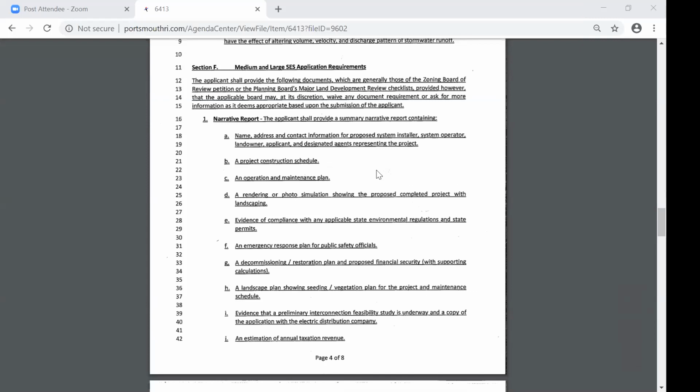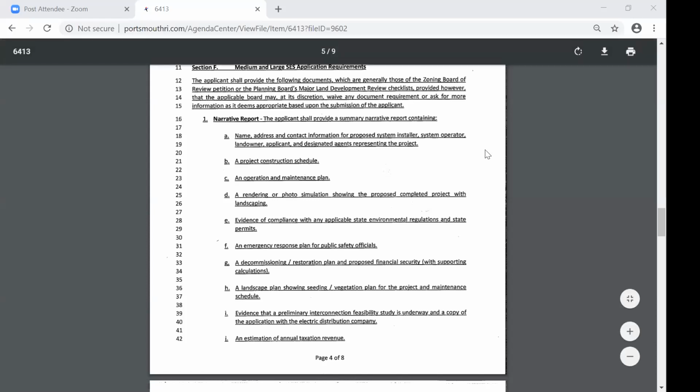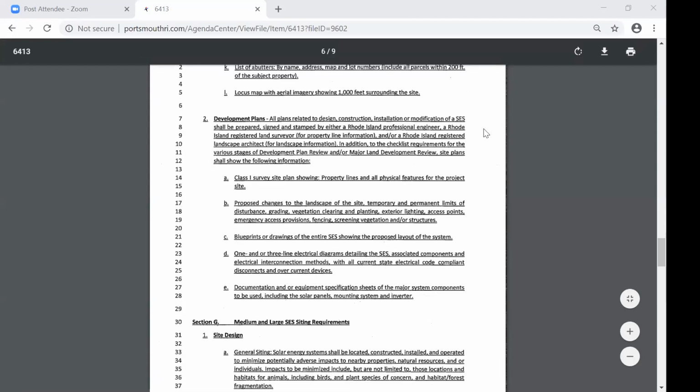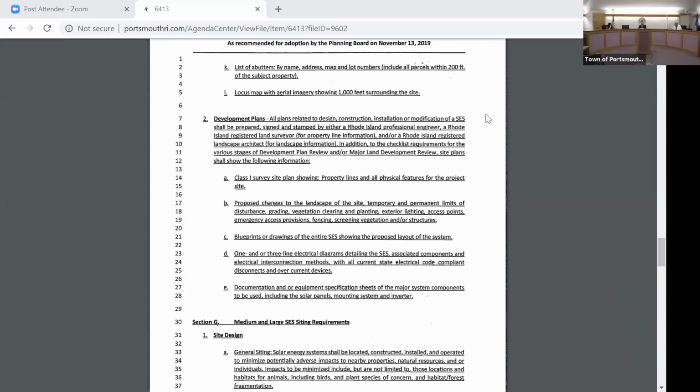But we have to give a full survey of the lot. We have to give a construction schedule. We have to give an operation and maintenance plan, photo simulation, emergency response, tax revenue estimates, on and on. But when you get to K and L, which are at the top of page 5, we need to give the list of abutters within 200 feet and pay the fee that notifies them all. So it's technically like a zoning petition, the town's notifying them, but it is the petitioner that pays to have them notified, and the petition itself mandates that.